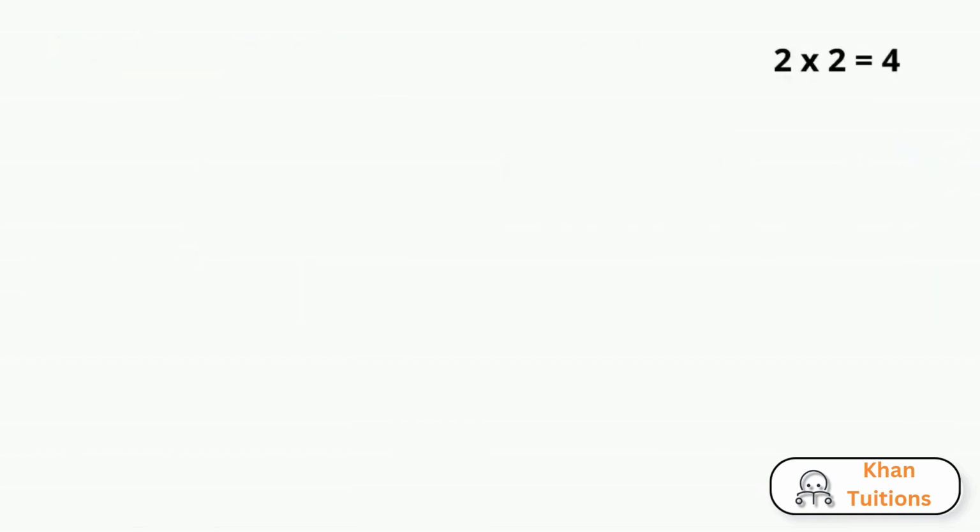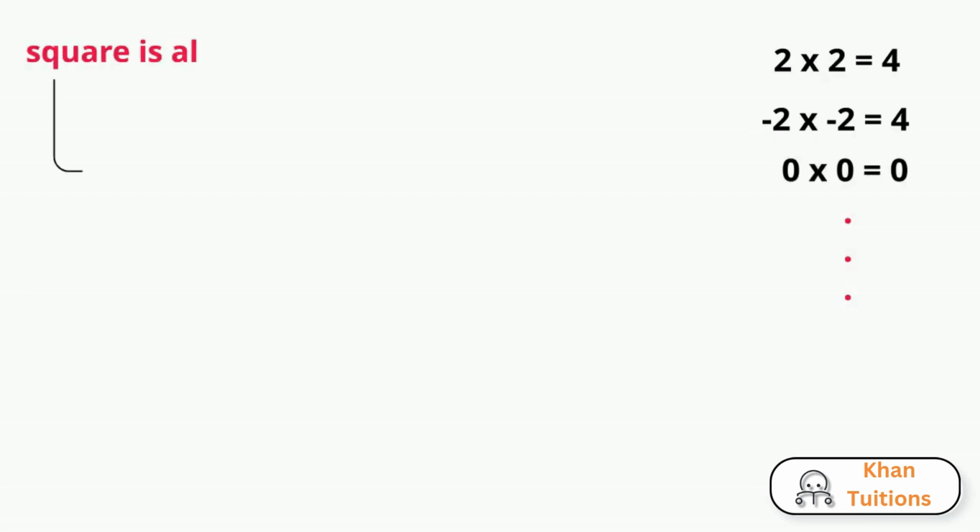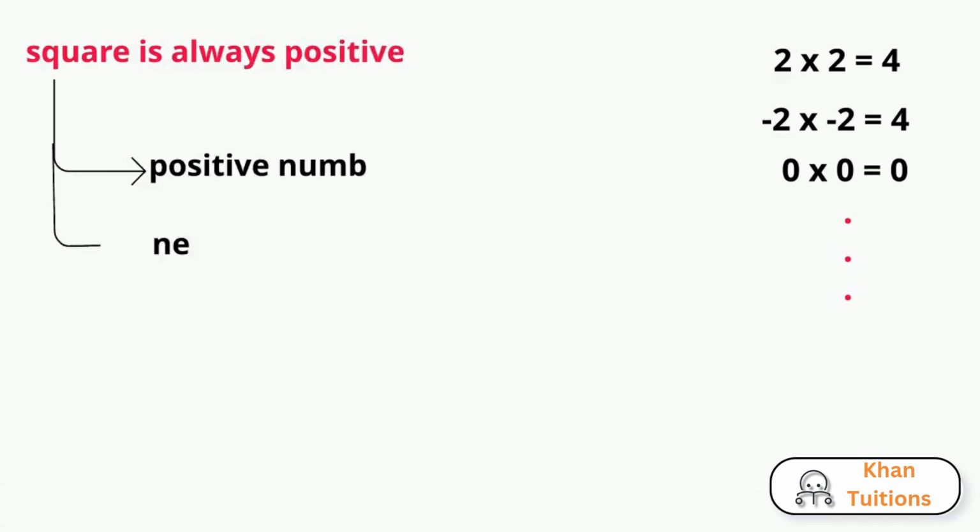2 times 2 is 4. Negative 2 times negative 2 is positive 4. 0 times 0 is equal to 0, and so on. There is no chance to get a negative result. The square of numbers, whether positive or negative, is always positive.